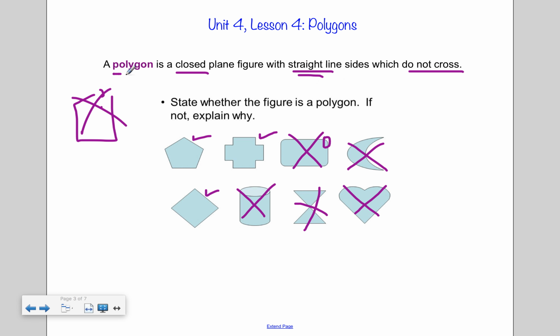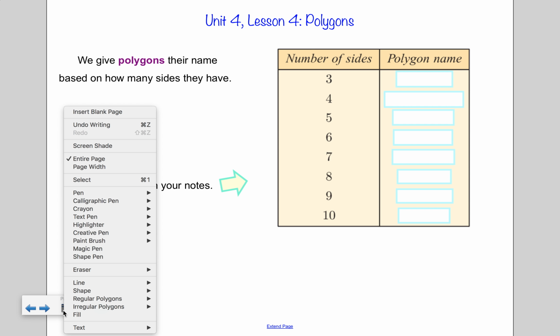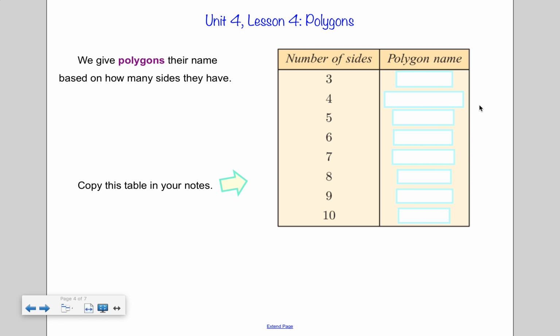A polygon is a fancy geometric term for a shape. That shape has to have certain qualities, and they're here in this definition. Closed, straight lines, don't cross. All right, let's keep going. Our polygons do have different special names depending on how many sides they have.